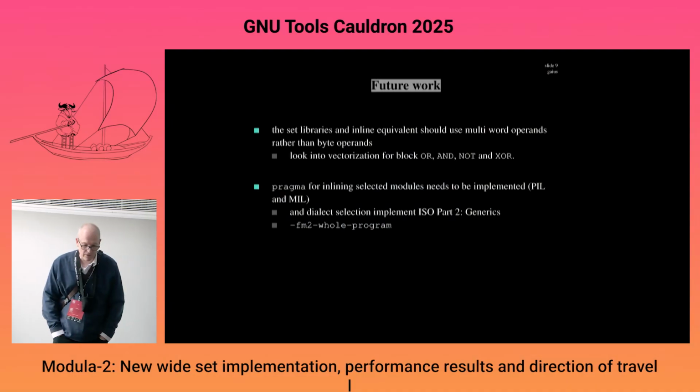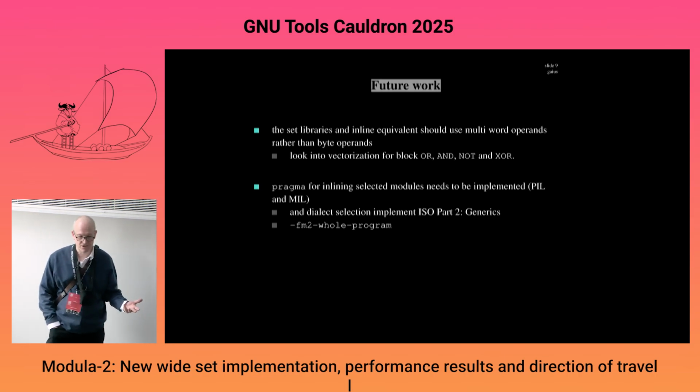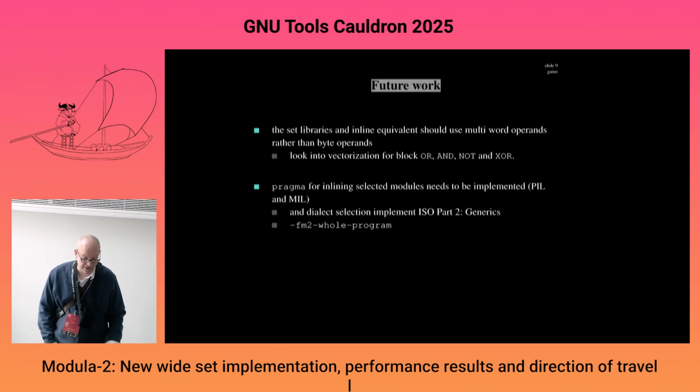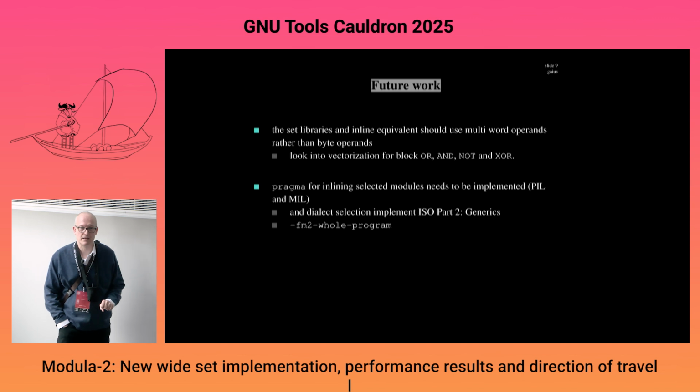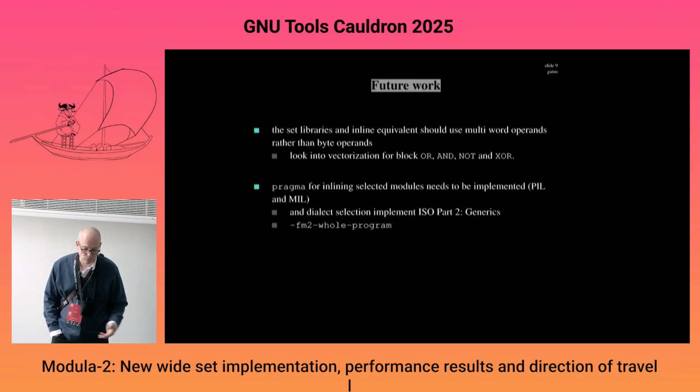So in the future work, the set libraries inline equivalent should use multi-word operands. I need to check that, see whether it is faster, and I also need to go back and look at Rich's talk and see if I can use vectorization for block calls, and that might be a bit of a win as well.